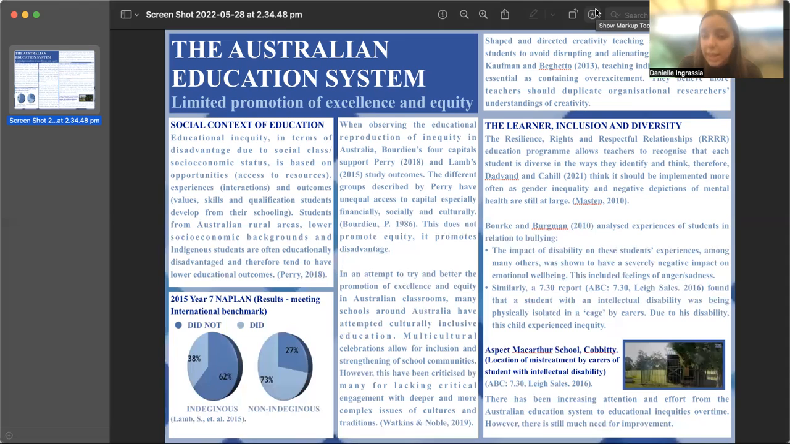This is like the 730 report by ABC in 2016, which found that a student with an intellectual disability was being physically isolated in what carers, as well as students, call a cage. Due to his disability, this child experienced inequity, which would ultimately affect his education as well as his general well-being.